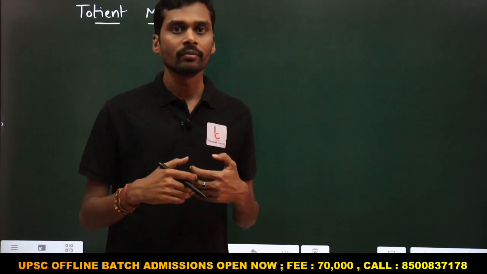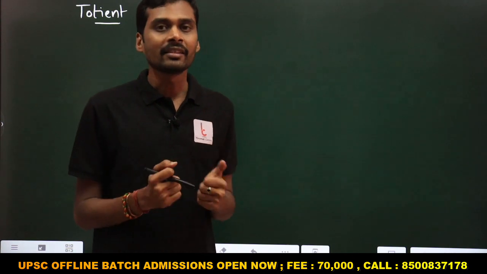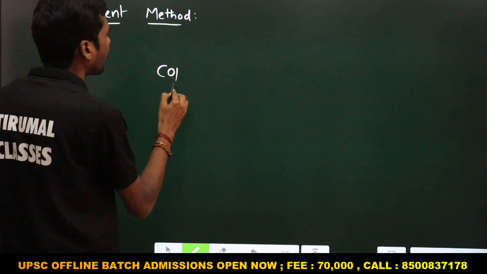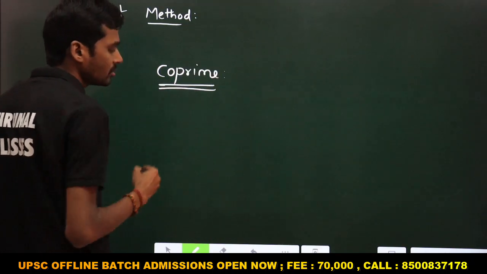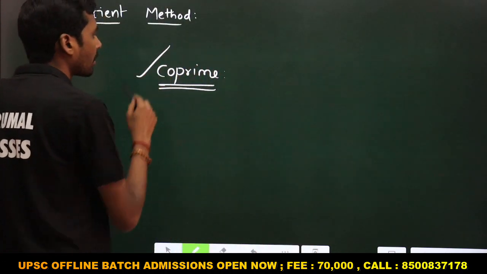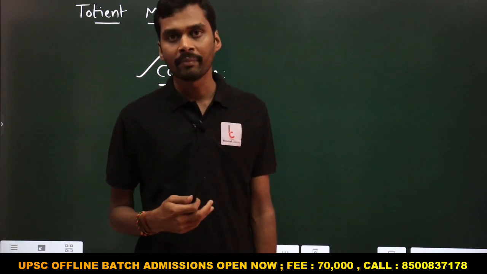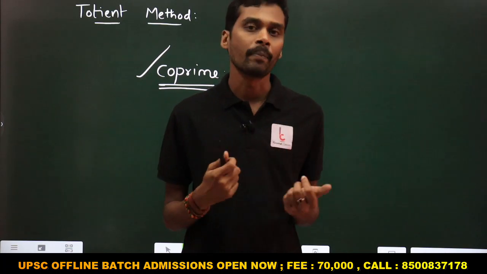Before we discuss the Totient method, let's understand what a coprime is, because the Totient method is related to coprimes. In the definitions of numbers, we have seen what a coprime is. So generally, if two or more numbers have only one common factor, those numbers are called coprimes.